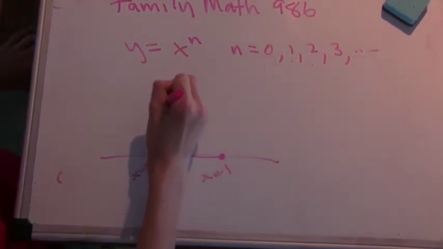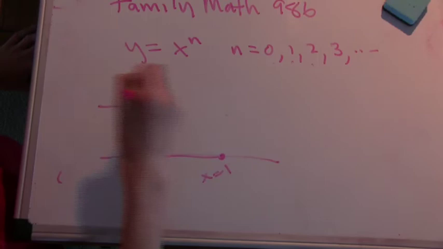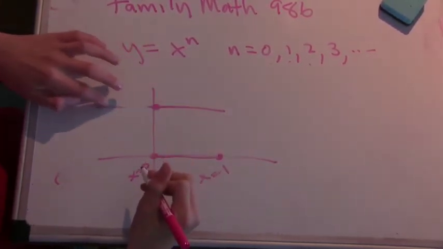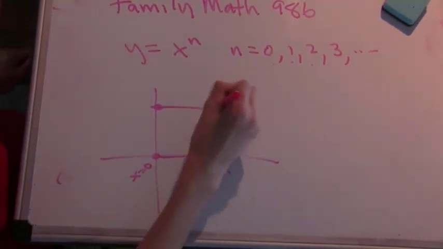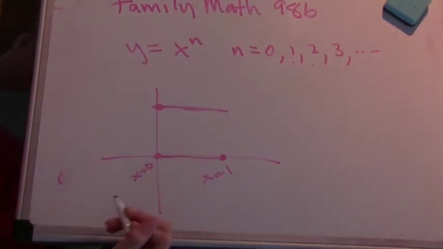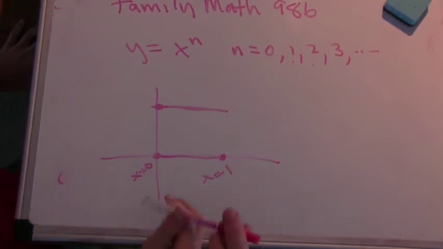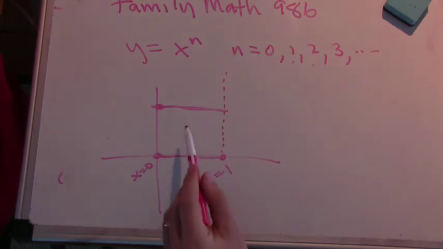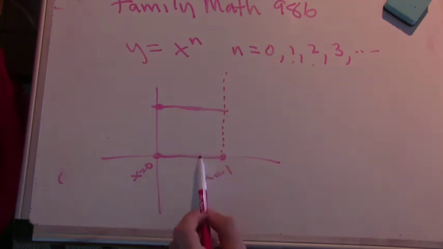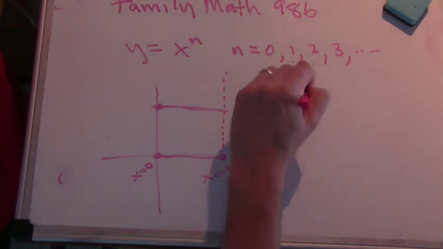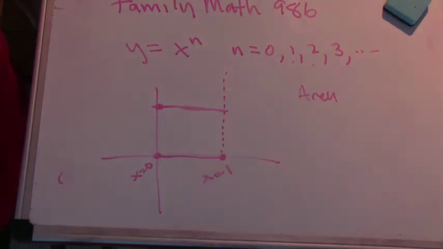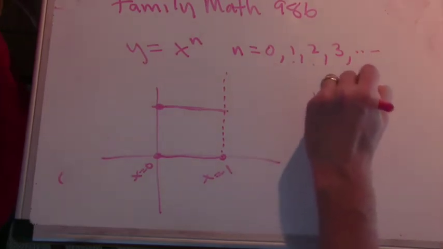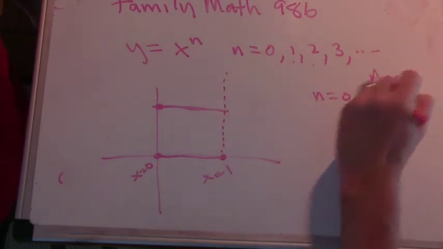Alright, so how could we draw that? This is represented by that line just between 0 and 1. So just a line at y equals 1. And the question we're going to be asking is: what is the area between that function and the x-axis from 0 to 1? When n equals 0, the area is 1.